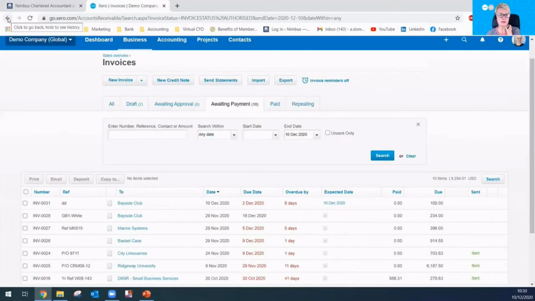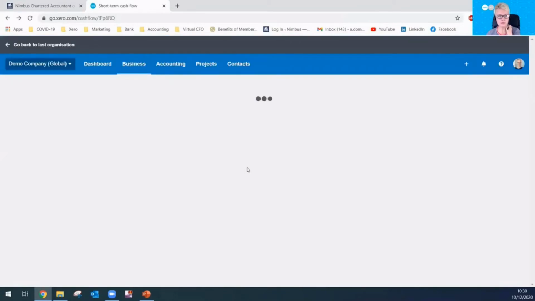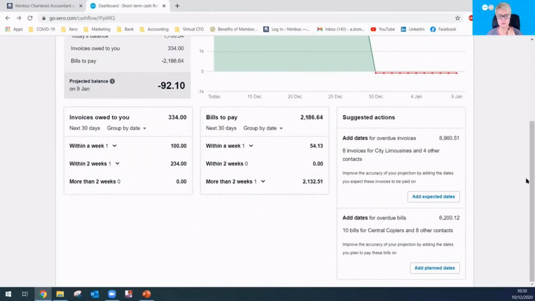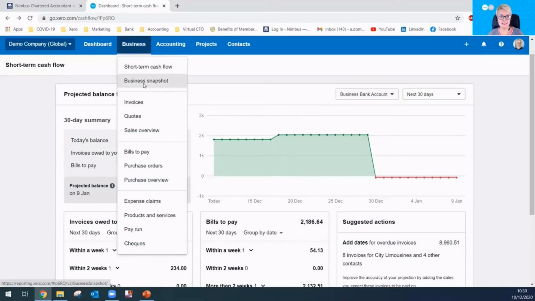So in general, this feature is really helpful. It's a very quick one, not a complex cash flow forecast. There are other tools to prepare more detailed cash flow forecasts, but this one is a quick one, which will allow you to identify any potential serious issues instantly, okay? So let's move on to the business snapshot.